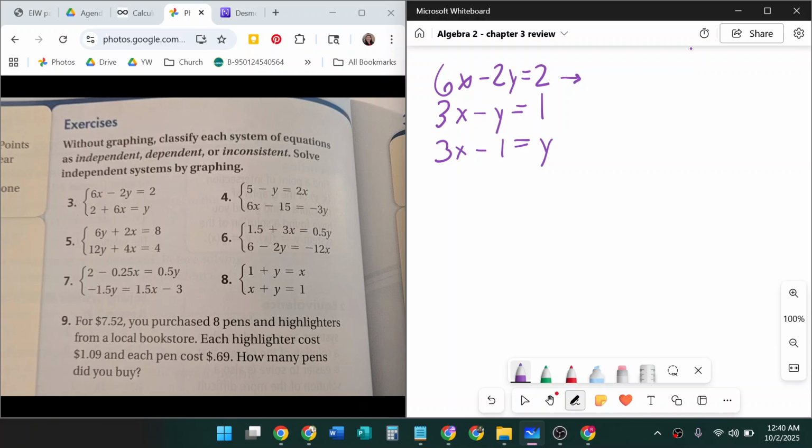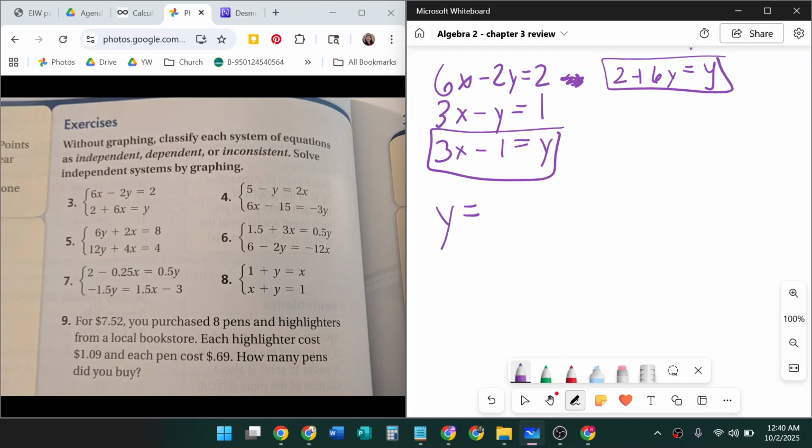Obviously I usually put y equals, but whatever. So this is like the first one. The other one, 2 plus 6x equals y. That's kind of already in the right format for me, right? If I wrote it in normal slope-intercept form, it would look like this.